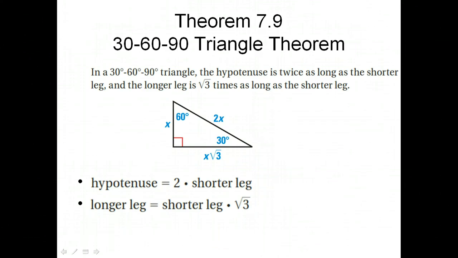That takes us to our next theorem. In a 30, 60, 90 triangle, the hypotenuse is exactly twice as long as the shorter leg, because if I took that 2x and divided it in half, I get x, so x and 2x, and then the longer leg is x times the square root of 3.